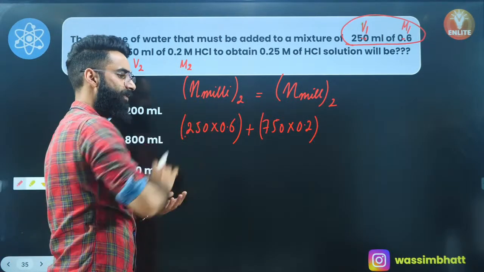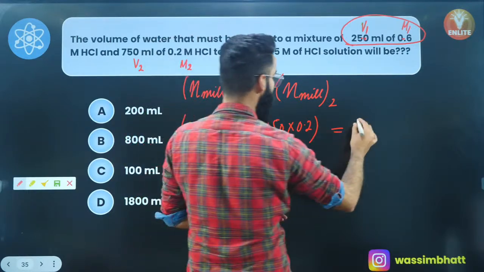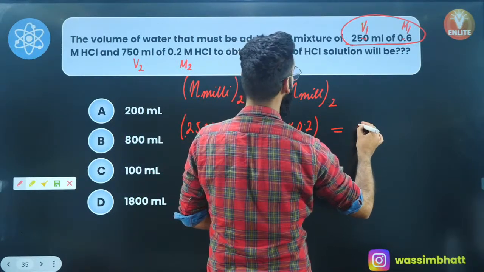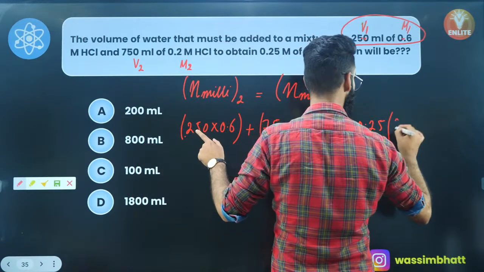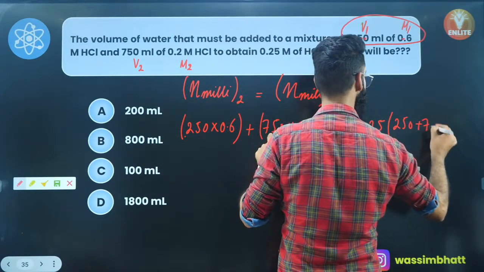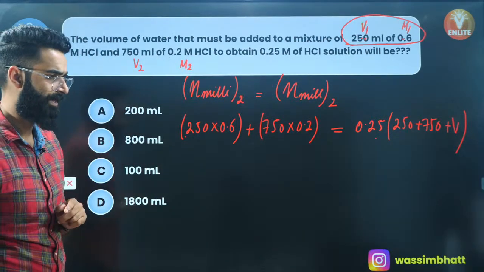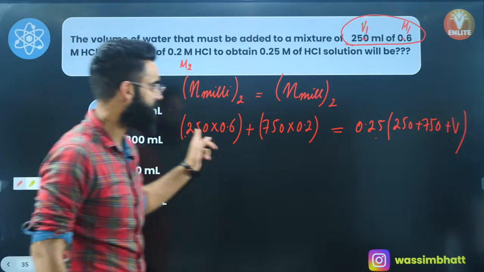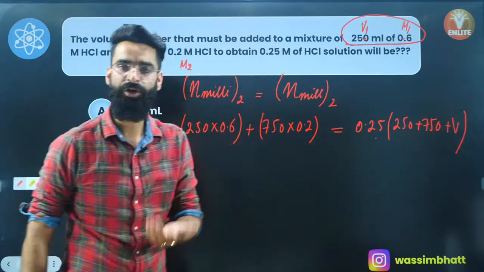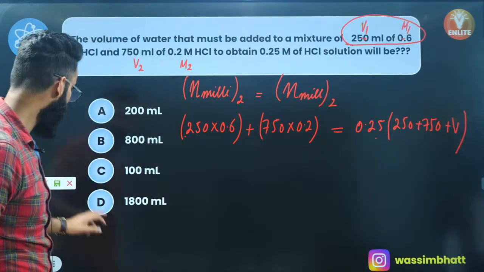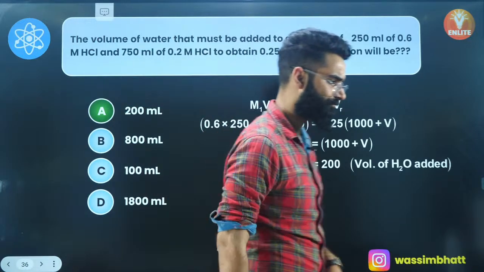Then you're adding water as well, right? Well, for the final solution which you get, you know its molarity, that's 0.25. And what is going to be the final volume of solution? It's going to be 250 plus 750 plus, for example, V ml of water I've added. So this is one equation which has only one variable, that's V. What is V? V is the volume of water added. When you solve it, you get the volume of water added, which I was supposed to calculate, right? The final answer comes out to be 200. That's it, right?